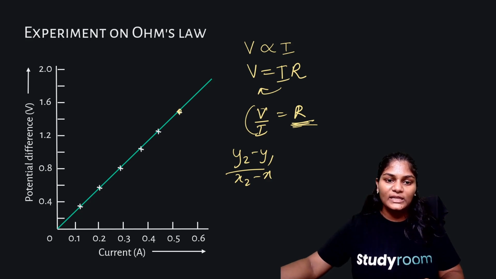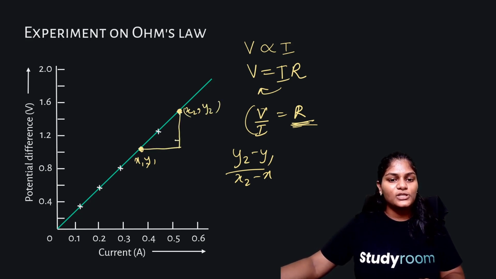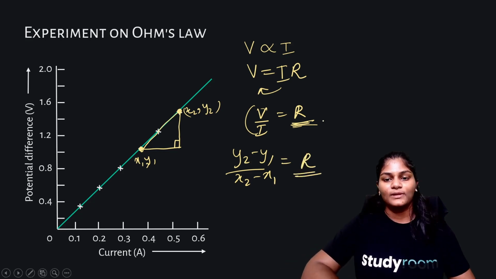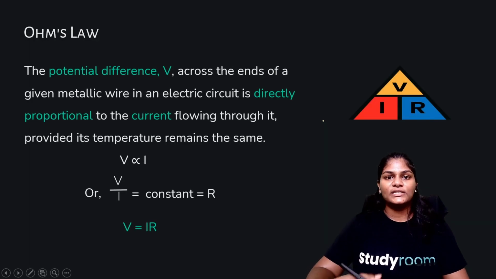That is, if you take any two points, say this point is x1, y1 and this point is x2, y2. So when you draw this triangle, do you remember how you calculate this slope? The slope of this triangle is nothing but y2 minus y1 upon x2 minus x1, which will come out to be nothing but R. Okay, moving on. Now that law is known as Ohm's law.